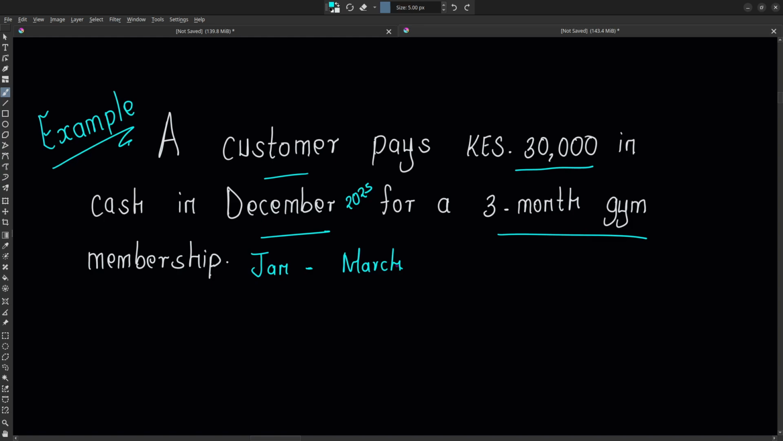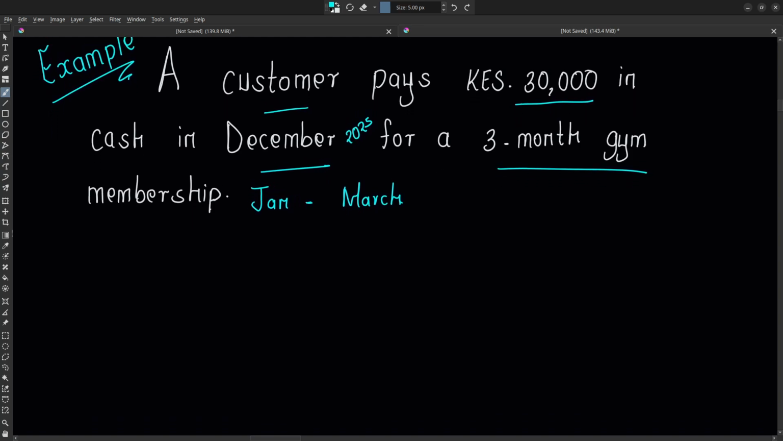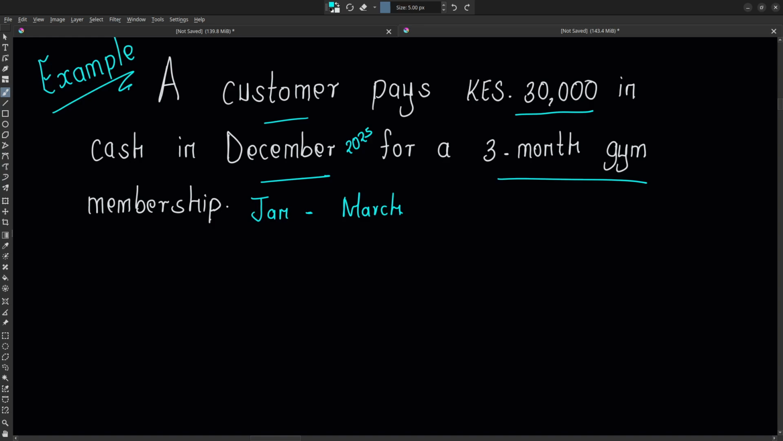So how do we record this? Let's start at the beginning to recognize the payment. Because we have received this payment at the end of December for the period January to March 2026, to record the payment, we debit cash. Why are we debiting cash? Because we have received money. So we need to recognize that our cash account has increased by 30,000.